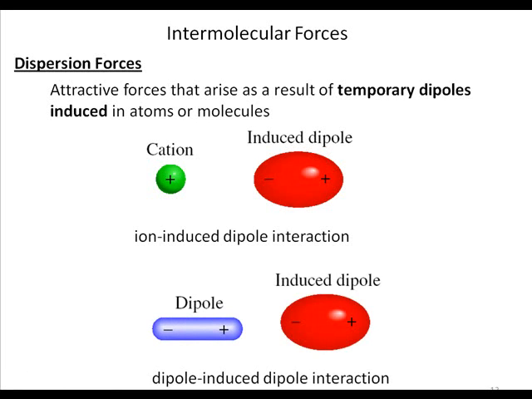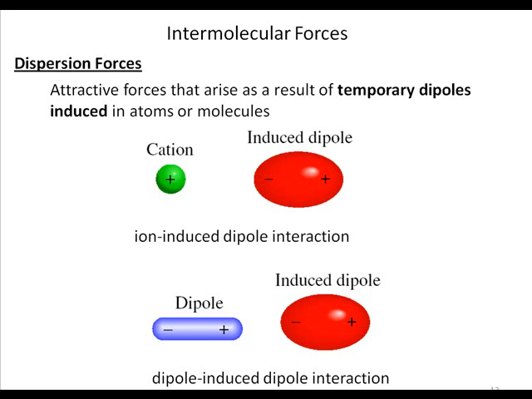Now what happens is if you have a permanent dipole, an idea that we'll discuss in a moment: a permanent dipole is where it's a molecule, but one side is permanently negative and one side is permanently positive. You can think of a water molecule. A water molecule is a permanent dipole.